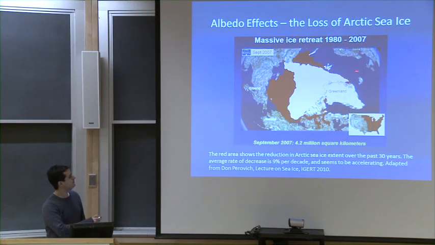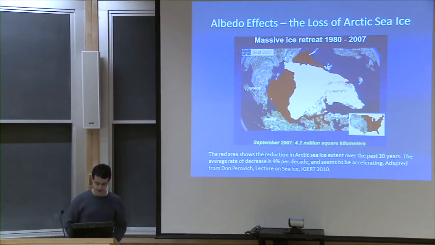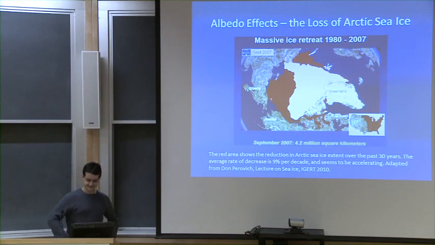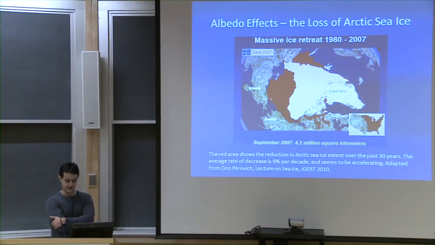And I'm going to repeat what Ben already showed. This is a picture that shows you how much sea ice has decreased in the past 3 decades or so. And that's just the extent in the late summer. The red area, which shows the reduction in extent, is basically about the same area as half of the United States. So the average rate of decrease has been about 9% per decade, but it seems to be accelerating in recent years.